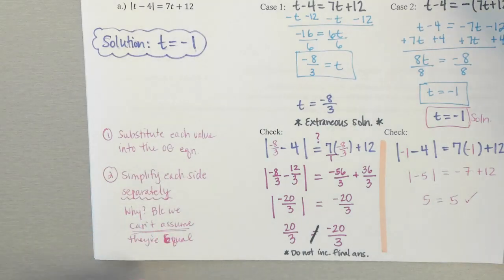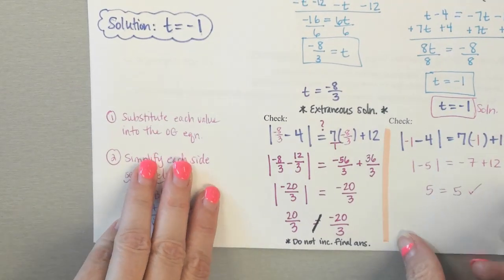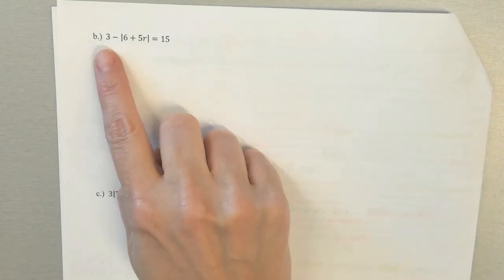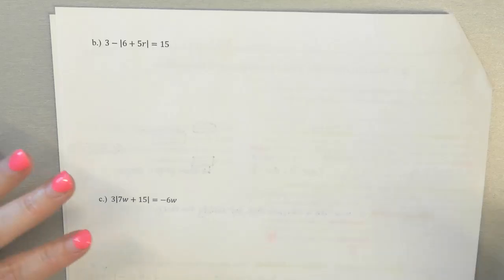All right, let's try another case. Okay, now for B, this is different from part A because you do have to get the radical by itself. So you have this 3 on the outside, you have the negative on the outside, so you do need to isolate. Okay, you have to isolate the absolute value.